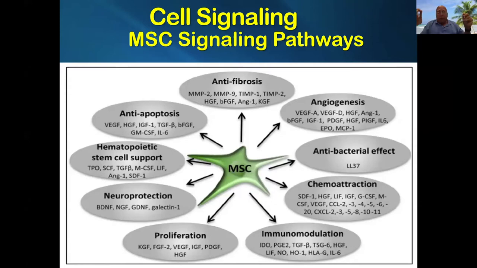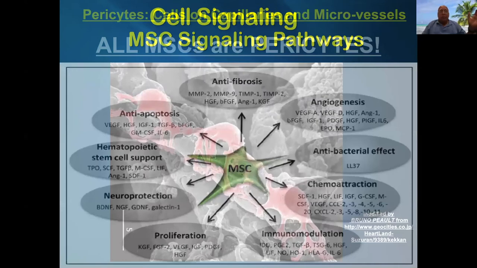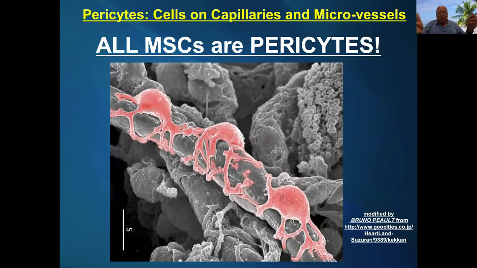Okay, MSCs basically, from the work of Péault, they start as perivascular cells on vessels. So it's not that they can only be found in bone marrow or fat. They're found everywhere where you have vessels. And these are the pre ones.